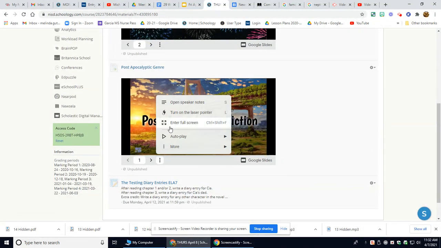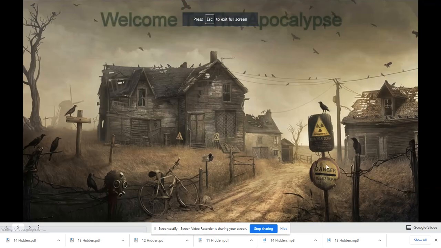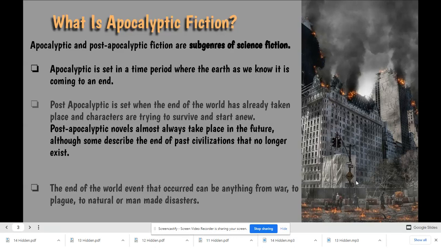So one of my favorite genres is post-apocalyptic fiction. Apocalyptic and post-apocalyptic fictions are subgenres of science fiction. So they're part of the science fiction genre, they're just more specific categories. Apocalyptic is set in a time period where the earth, as we know it, is coming to an end. So it is currently coming to an end.